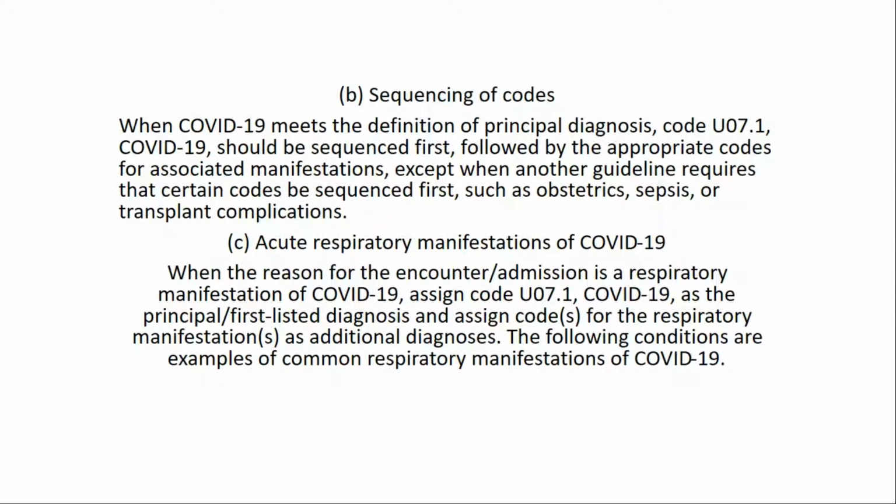Acute respiratory manifestation of COVID-19. When the reason for the encounter or admission is the respiratory manifestation of COVID-19, you have to assign code U07.1 as the principal or first listed diagnosis, and then assign the code for the respiratory manifestation as additional diagnosis. There are the following conditions and some examples of common respiratory manifestations of COVID-19. So let us check them.